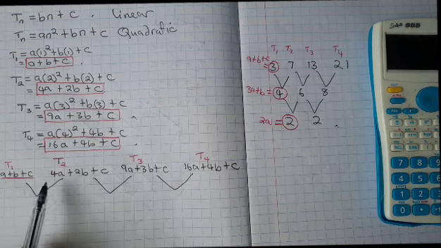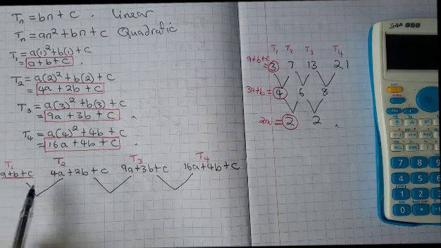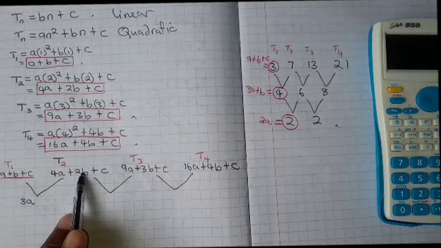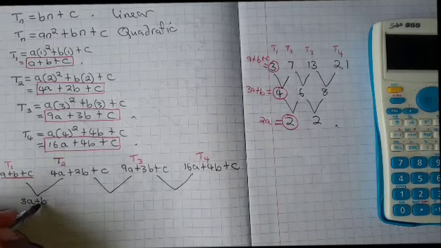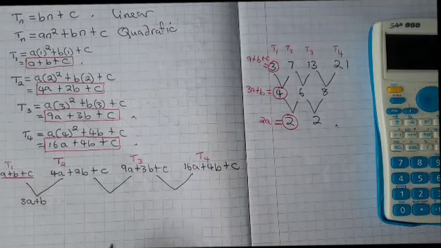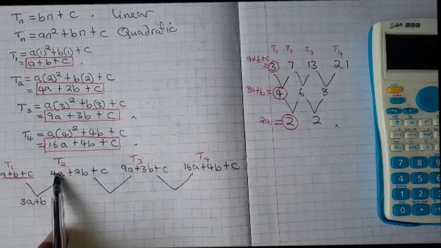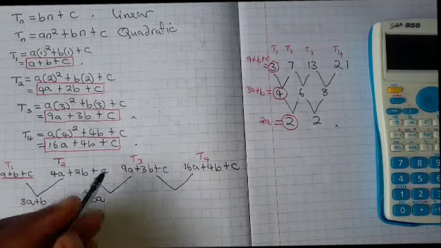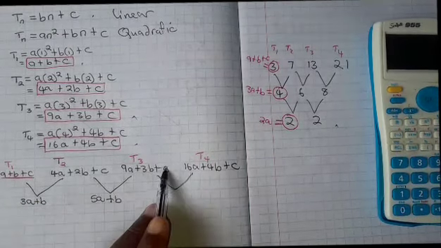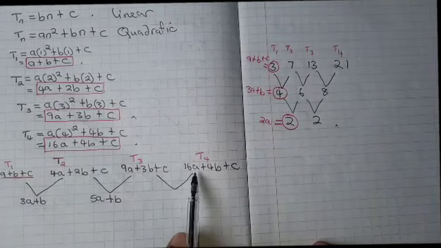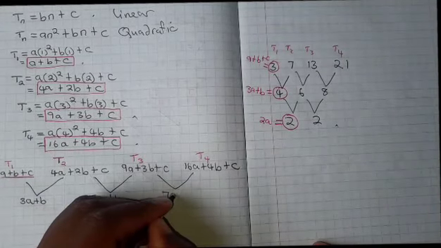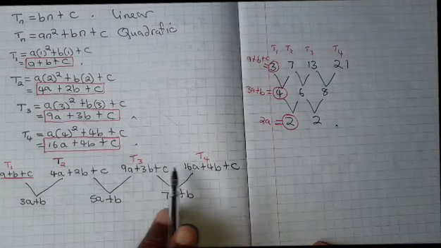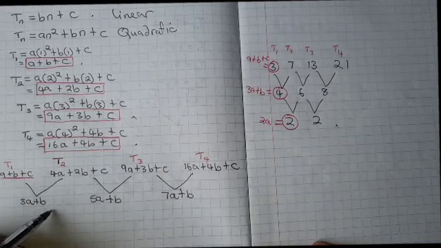To find the first difference here, we are saying T2 minus T1. So 4a minus a is 3a. 2b minus b is b. c minus c is a 0. 9a minus 4a, this is 5a. 3b minus 2b is b. c minus c is a 0. 16a minus 9a is 7a. 4b minus 3b is a b. c minus c is a 0.